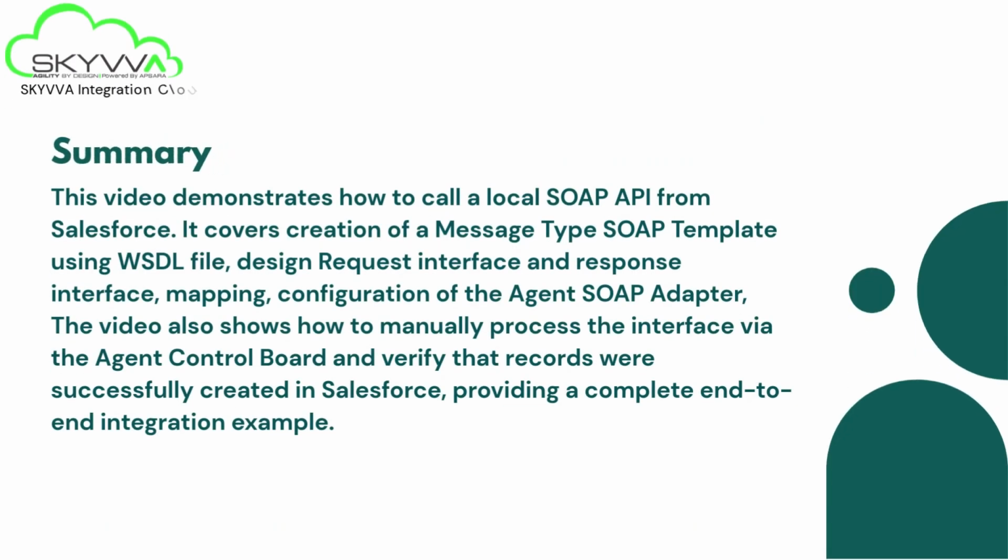Summary. This video demonstrates how to call a local SOAP API from Salesforce. It covers creation of a message-type SOAP template using WSDL file, design request interface and response interface, mapping, configuration of the Agent SOAP adapter. The video also shows how to manually process the interface via the Agent Control Board and verify that records were successfully created in Salesforce, providing a complete end-to-end integration example.